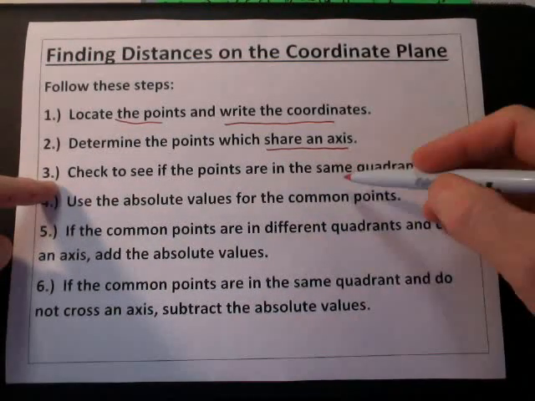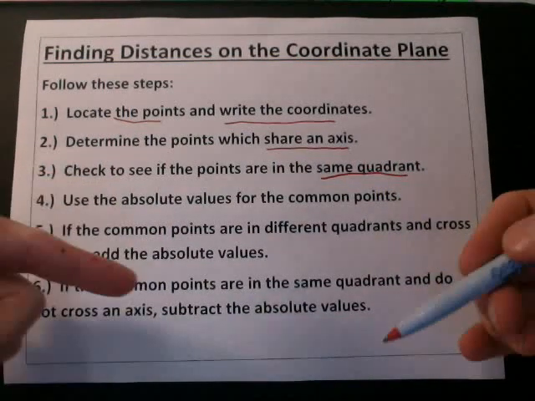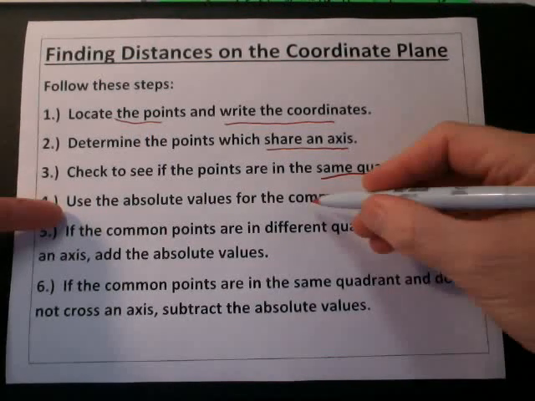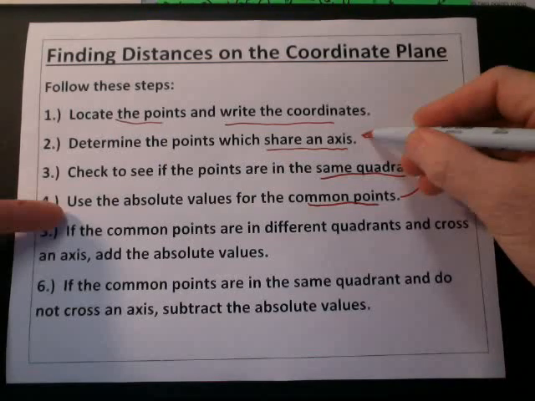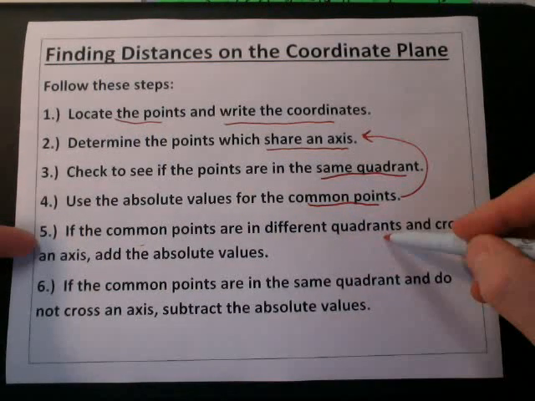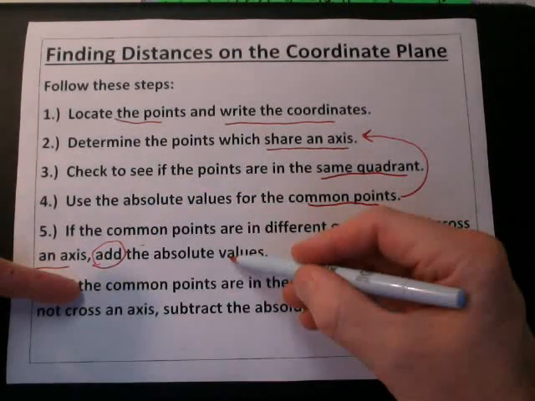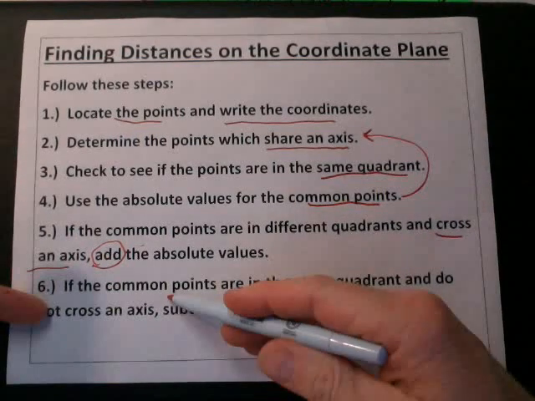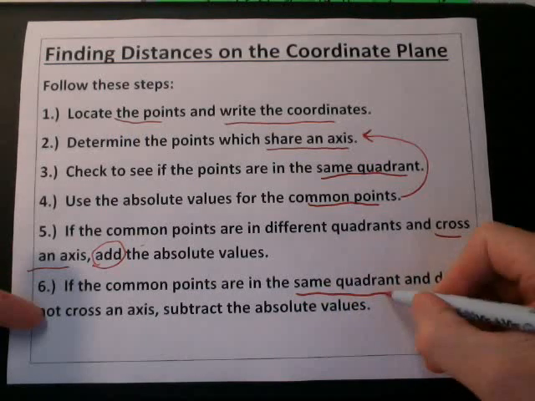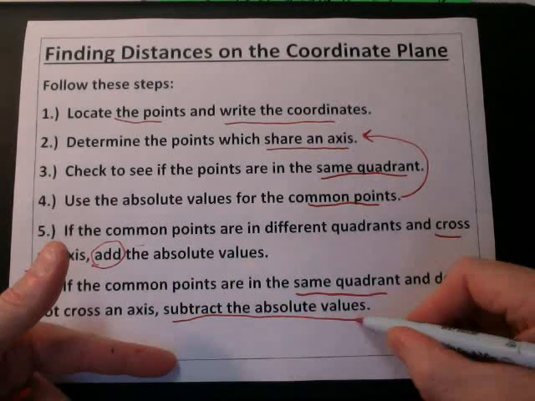Check to see if the points are in the same quadrant. This is very important. If the points are in the same quadrant, then you have a different operation to do. Use absolute values for the common points. So the common points would be points that share the same axis. Okay? If the common points are in different quadrants and cross an axis, add the absolute values. That's important. If the common points are in the same quadrant, and do not cross an axis, then subtract the absolute values.